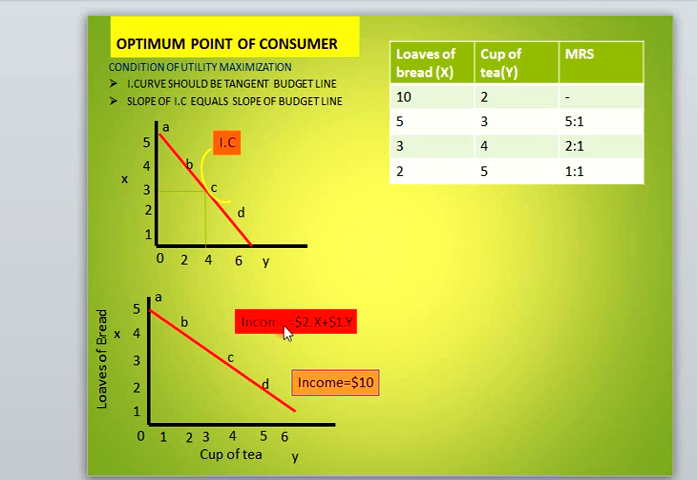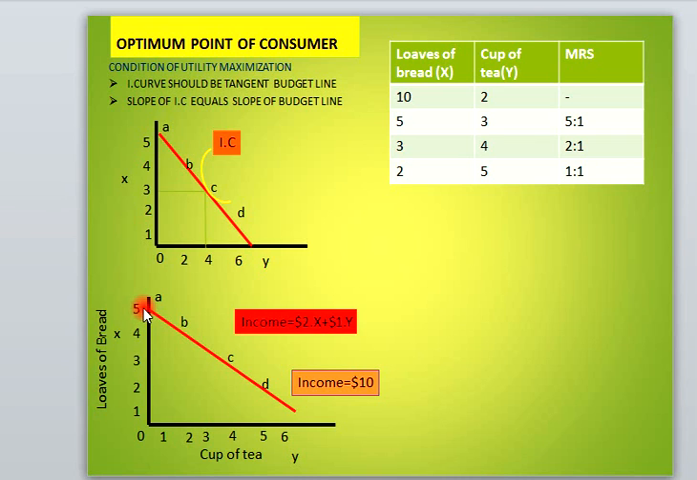Now look at it. When you multiply the price of loaves of bread by the units of loaves of bread, plus the price of cup of tea by the units of cup of tea consumed, it is going to give you $10. It must not exceed $10. That's why it's a budget line. This shows what he can afford.